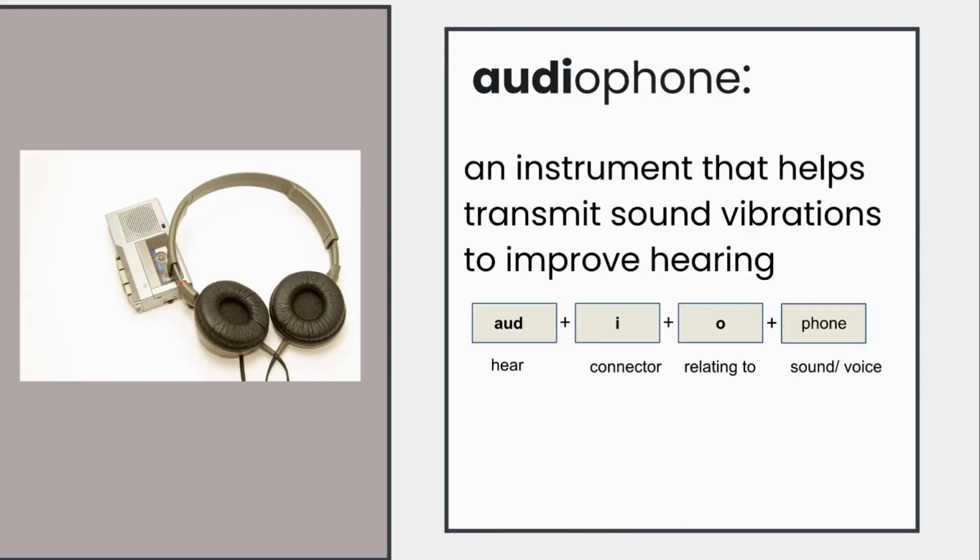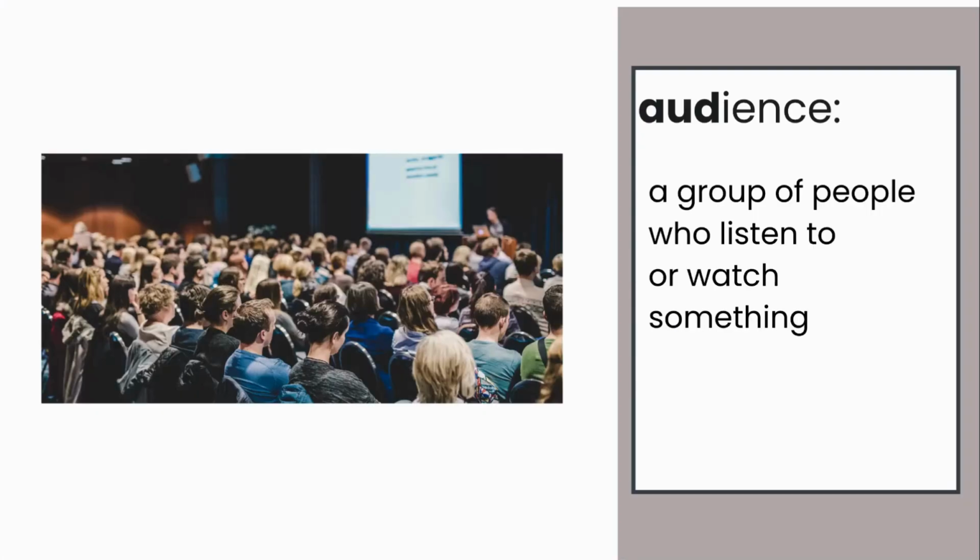An audiophone is an instrument that helps transmit sound vibrations to improve hearing. Aud, hear, the connector vowel, relating to, and phone means sound or voice. Audiophone. An audience is a group of people who listen or watch something. When were you last part of an audience?